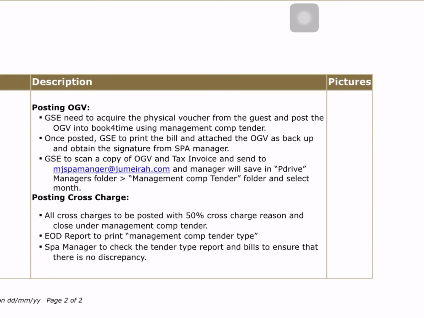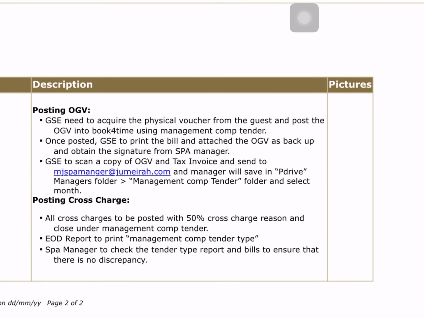Then GSE to scan a copy of the old gift voucher and tax invoice. This is at the end of the day. All right, you need to do this at the end of the day. Once the manager has cross-checked the bill and signed on the tax invoice, you need to scan it and then send it to the spa manager. Then the manager, it could be either Elchar or Novi, will save this to their management folder.